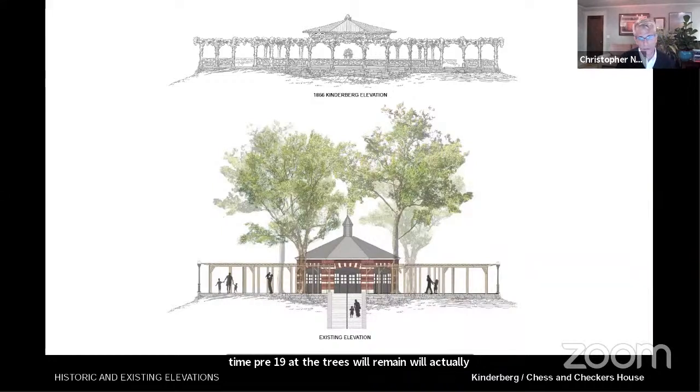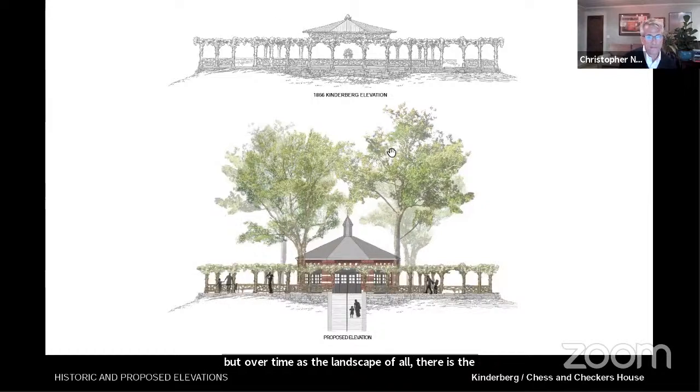The rustic structure will be built to support wisteria at some point in the future. Right now, it's too densely shaded, so we actually won't need it, but over time, as the landscape evolves, there is the opportunity to do that. So our proposal is essentially to recreate this.